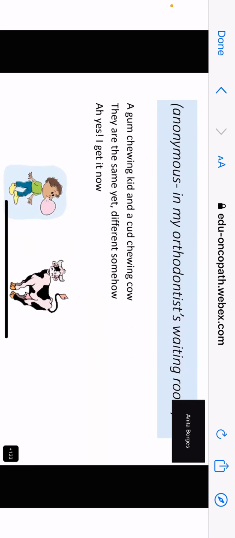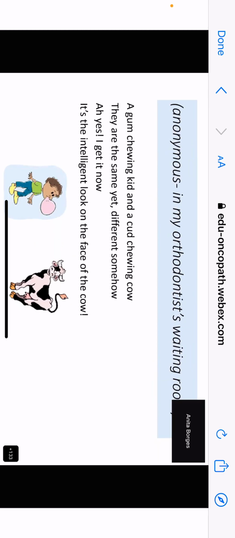This was something that I saw in my dentist's waiting room. It said: a gum chewing kid and a cud chewing cow. They are the same yet different somehow. Ah, yes, I get it now. And what's the difference? It's the intelligent look on the face of the cow.